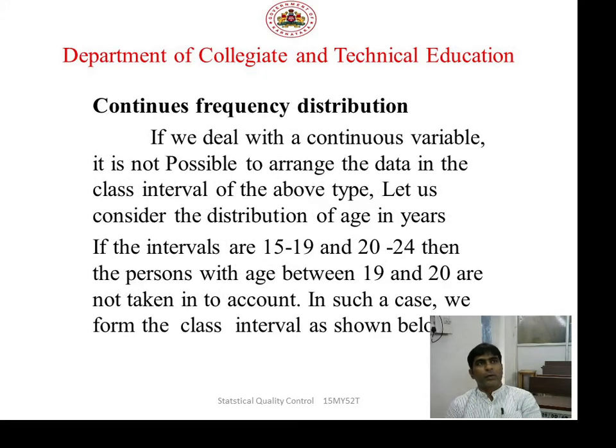Next, we'll see what is continuous frequency distribution. In some cases it is not possible to arrange the data in the class intervals as listed in the rules. So here is one of the examples. Let us consider the distribution of age. So the age factor will be there.